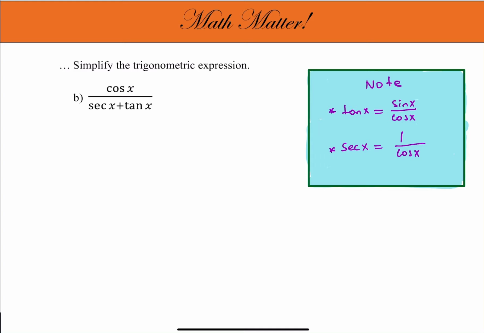So I already wrote here two reciprocal identities that we are going to use. This one and this one, secant and tangent. So let's get started to use them.